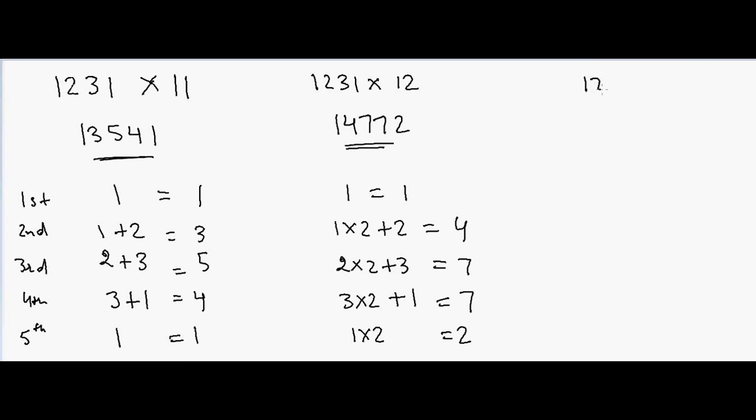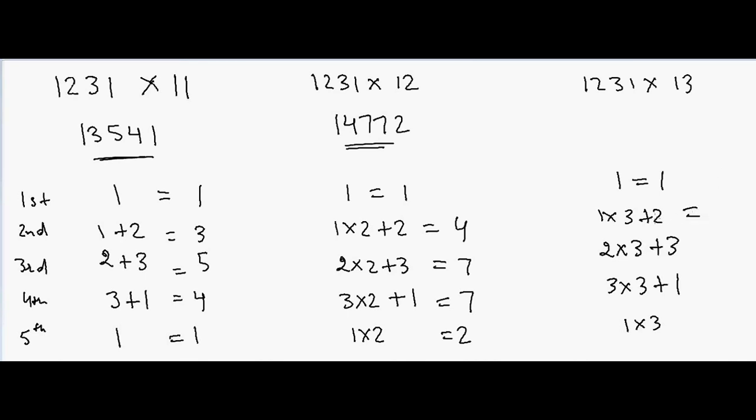Again, if I have to multiply by 13, then the answer will be equal to 1, 1 into 3 plus 2, 2 into 3 plus 3, 3 into 3 plus 1, and 1 into 3. So that will give me 3 plus 2 is equal to 5. 3 into 2 is 6 plus 3 is 9, and 3 into 3 is 9 plus 1 is 10. So here we have 10, and here we will have 3.